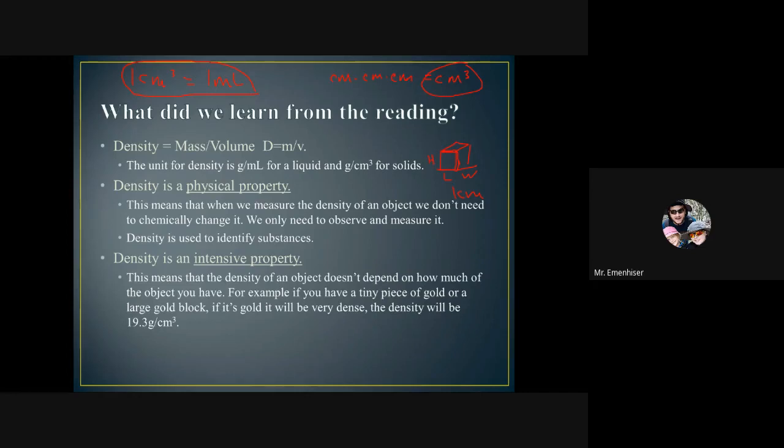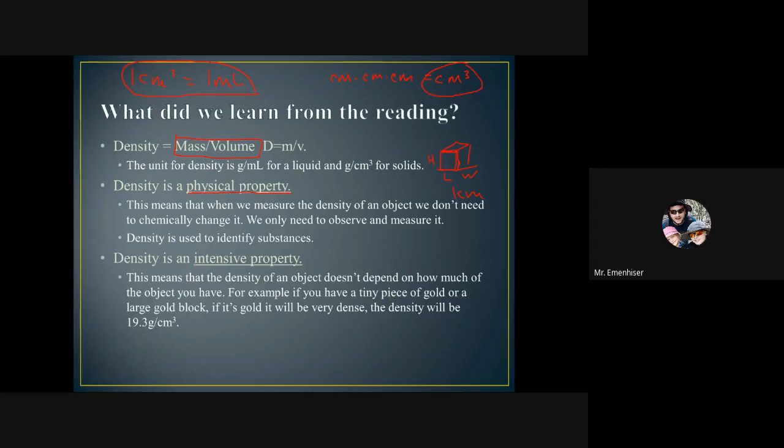Density is a physical property, which we will talk about in the other video. This means that when we measure density, if I were to measure the density of an object, we are not going to chemically change it. We just need to physically observe and measure it. We need to measure the mass and the volume, and in order to do that, we don't need to change it into something else. So that's what we mean by a physical property.